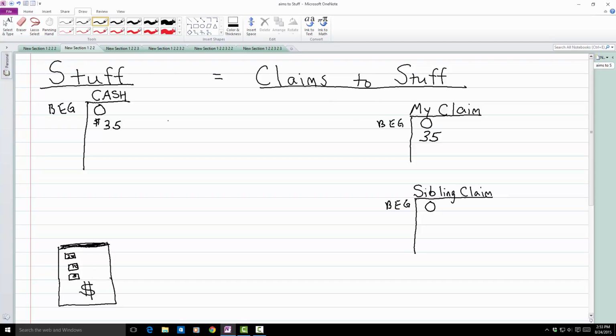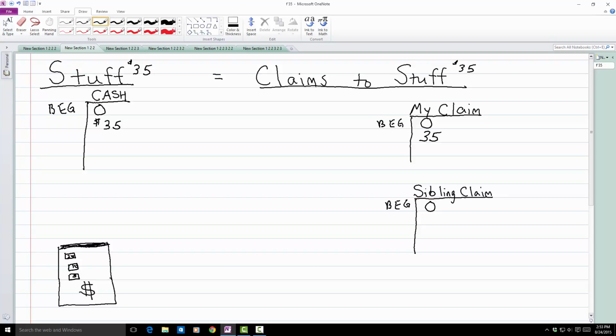So in our accounting system, notice that we made an entry on the left side, and we made an entry on the right side. We have $35 worth of stuff, in this case cash, and the owners have a $35 claim to that stuff. Of that $35, you have a claim to every bit of it.